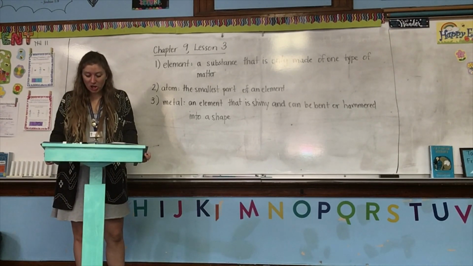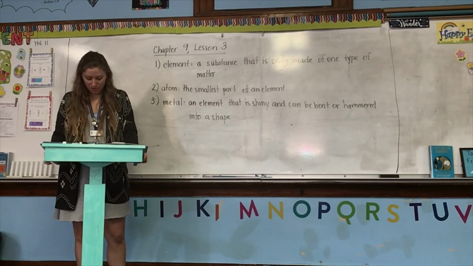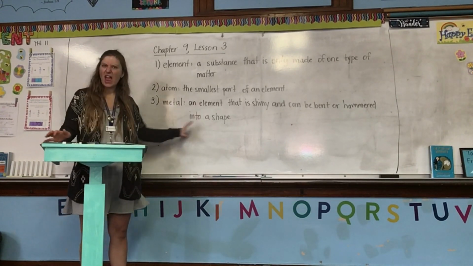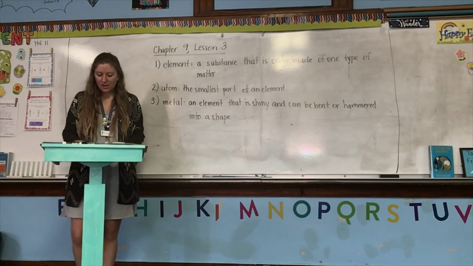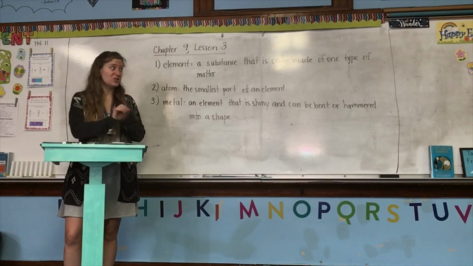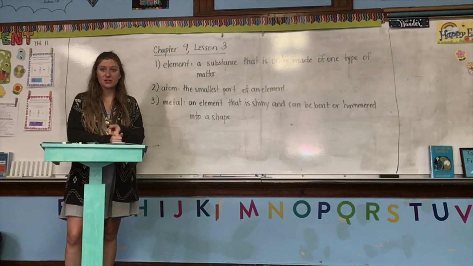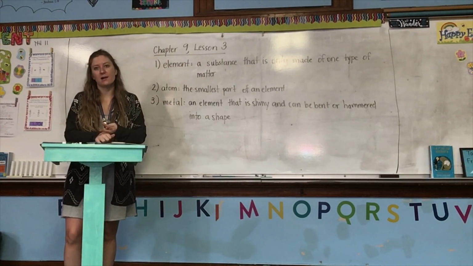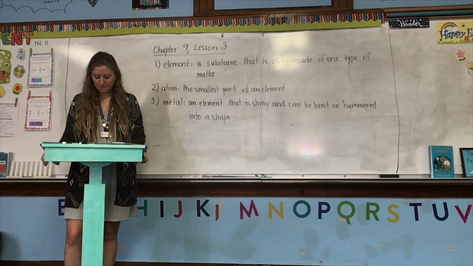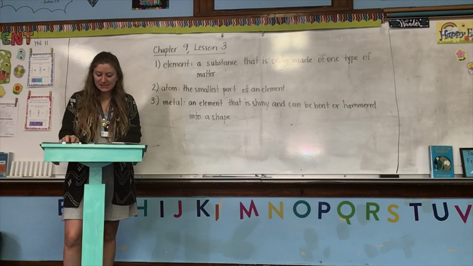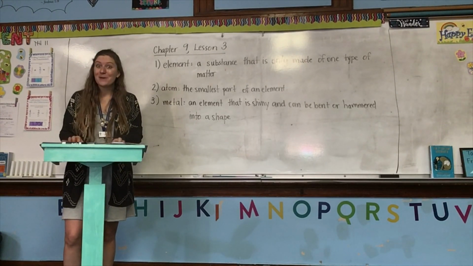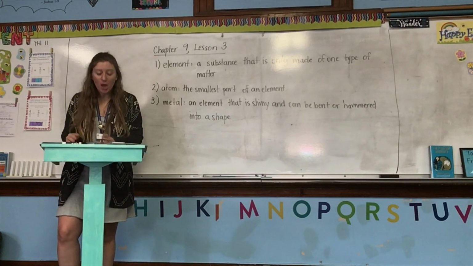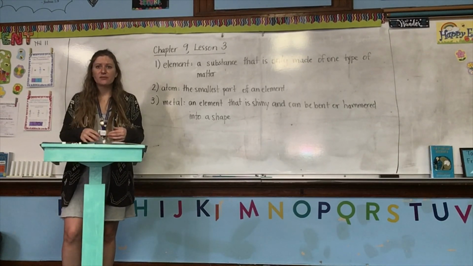Oxygen and nitrogen are nonmetals. They have none of the properties of metals. They are gases. So they don't have any of this stuff. So we have metals, which have all of these characteristics, metalloids, which have some but not all, and then nonmetals, which have none.